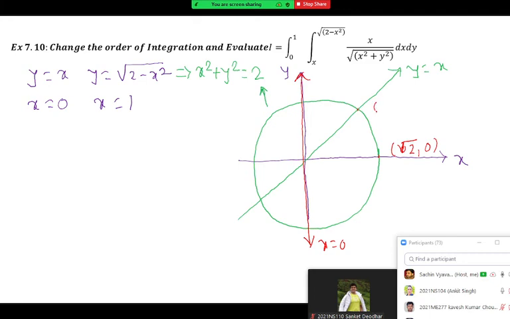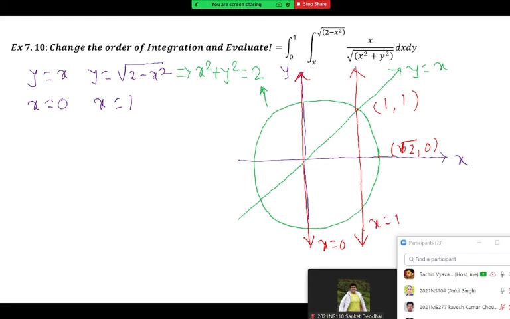Intersection point is 1 comma 1. Are you getting why it is 1 comma 1? Because it is y equal to x, put here y equal to x, you get x square equal to 1. So x equal to 1 will be the line from here.